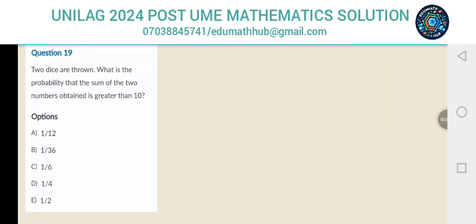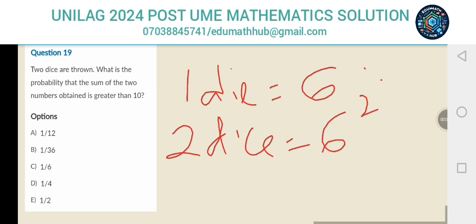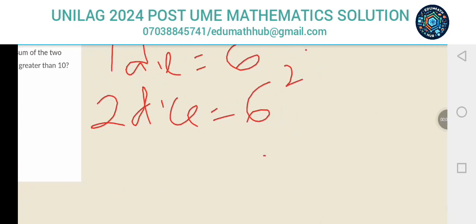So for our next question, two dice are thrown. We are told, what is the probability that the sum of the two numbers is greater than 10? Okay, now one die can give you 6 options: 1, 2, 3, 4, 5, 6. When you throw two dice, what you can get is 6 raised to the power 2 options. The total number of options you can get is 6 raised to the power 2. So that means your answer in this question should be over 36. Anything you do should be over 36.